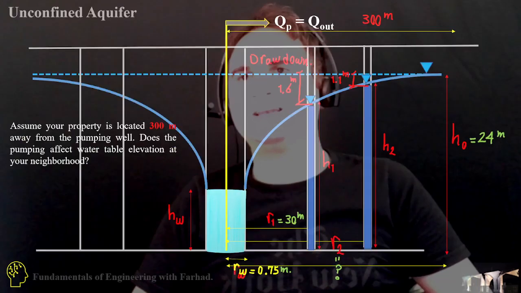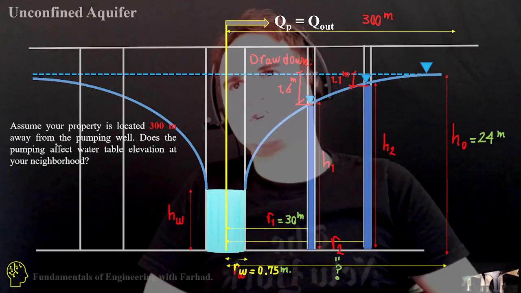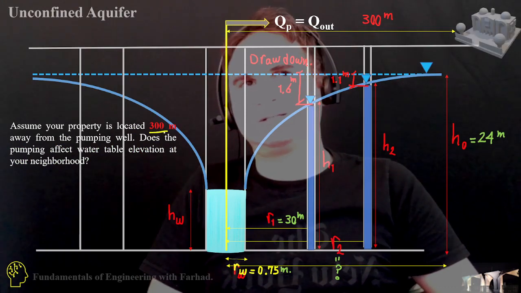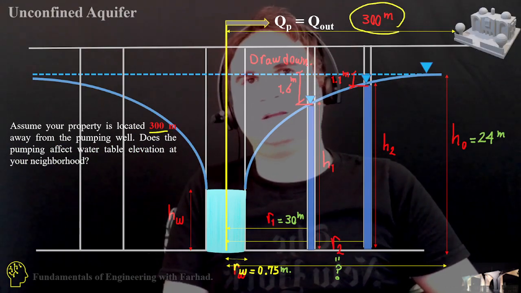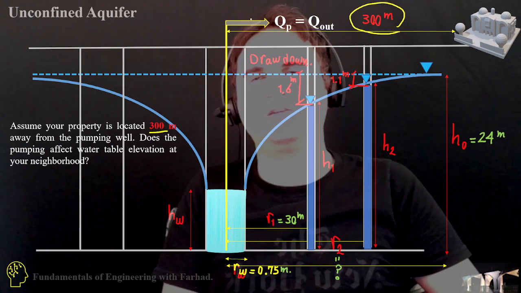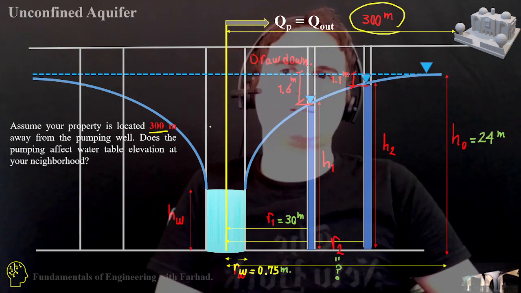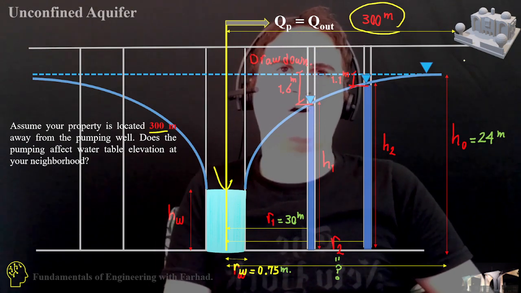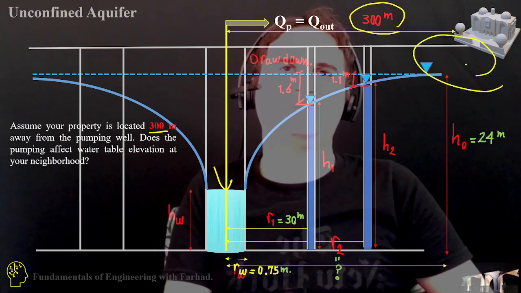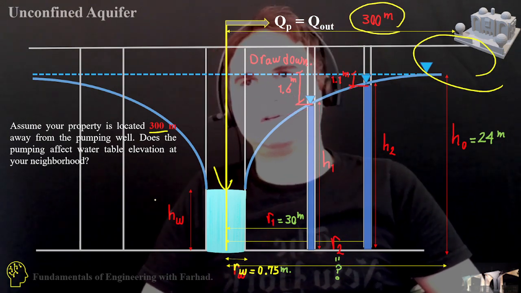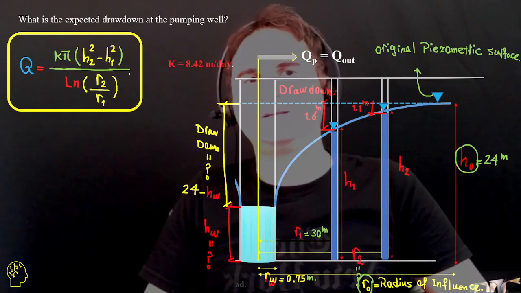And in the last part, we just assume I do have a house. My home is located 300 meters away from the center of the pump. I just want to know if this pumping affects my water table in my neighborhood. So let's see how we can calculate that one.